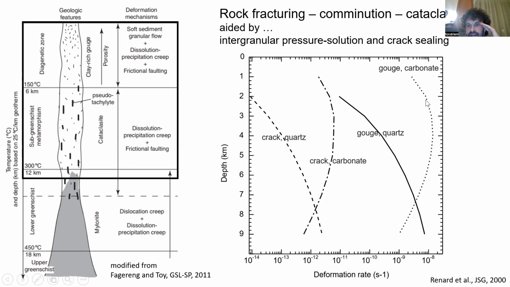So you can see that in the upper part of the crust, where the solubility of calcite is higher, gouge compaction, and the same for crack sealing, will be more effective, and their effectiveness will be less going deeper. Instead, the contrary we have in the case of quartz.